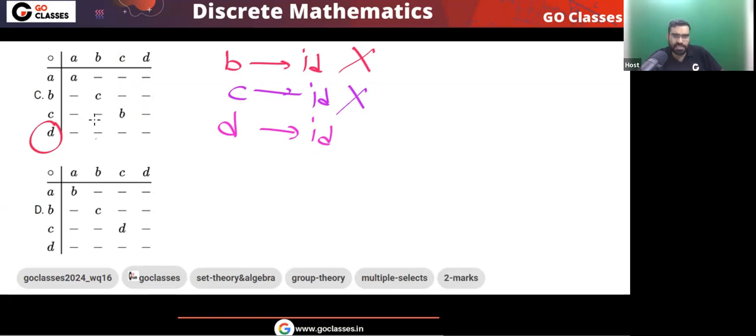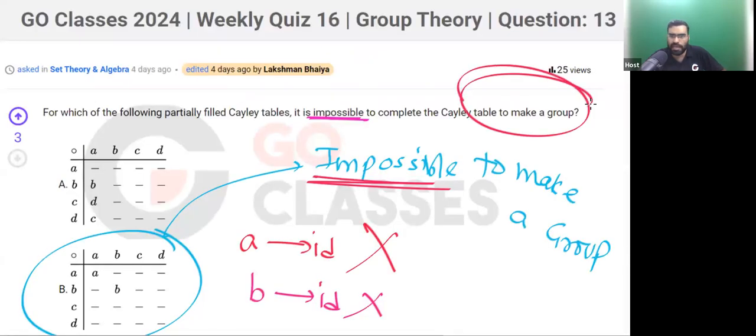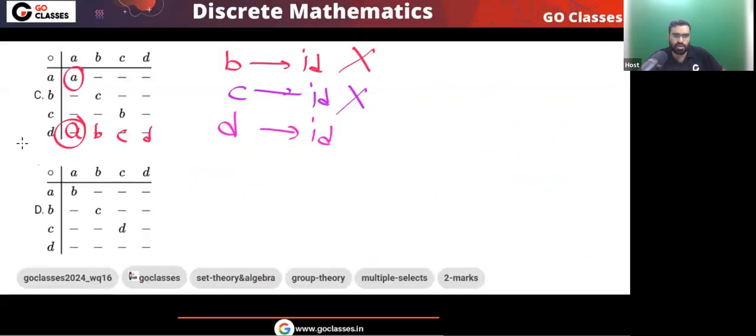See, if D is the identity element, then this row must be the same as this header. So you must have ABCD, but there is a problem. Now you have repetition in this first column. But I told you, in the Cayley table of a group, in any row, in any column, you cannot have repetition. So this D also cannot be the identity element.